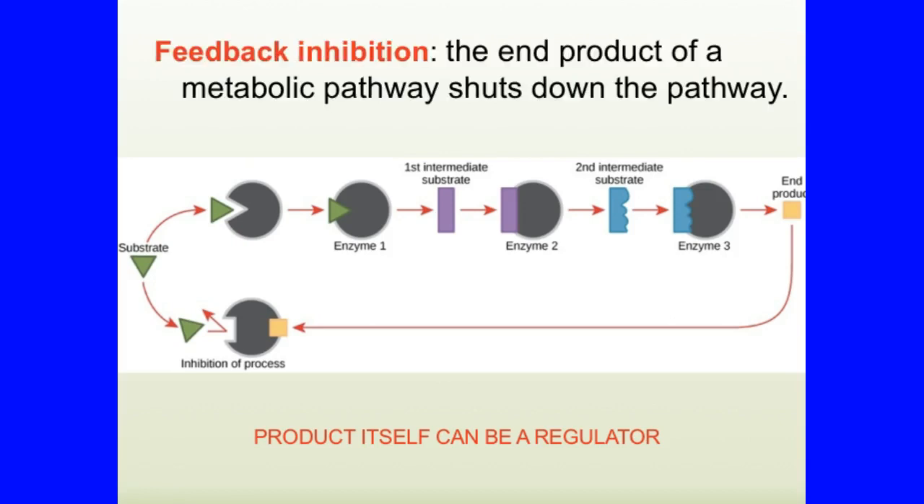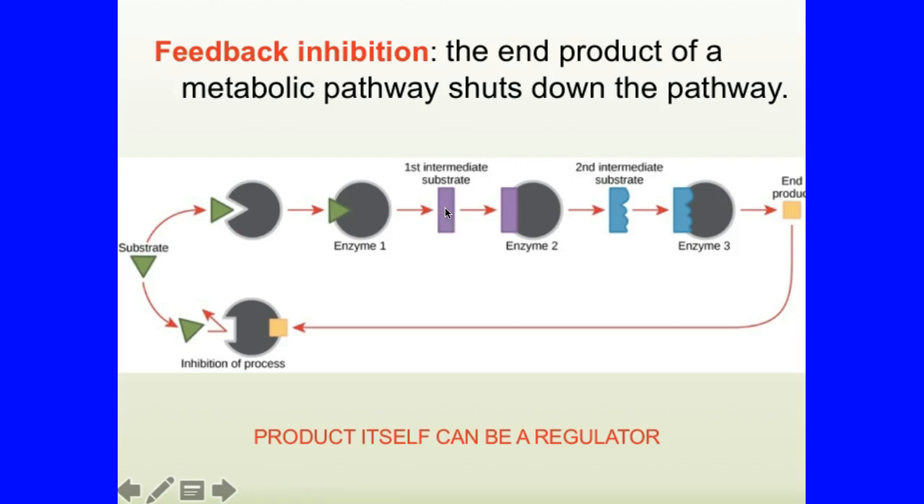Sometimes we have what's known as feedback inhibition. This is when the end product of a metabolic pathway shuts down the entire pathway. So let's go through this from beginning to end. We start here with the substrate, this green arrow. It comes over here and attaches to this enzyme. They combine to create the enzyme substrate complex. Then that undergoes its conformational change. So this enzyme is changing this triangle into this long purple rectangle.